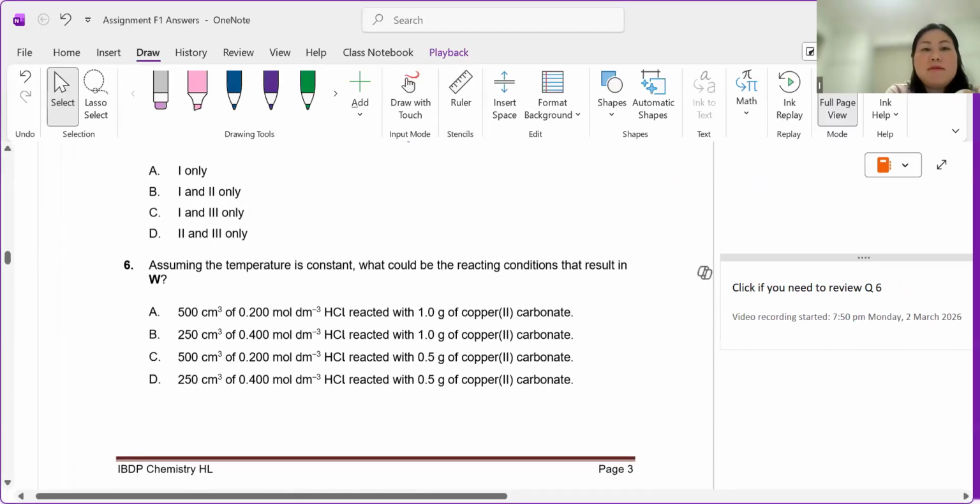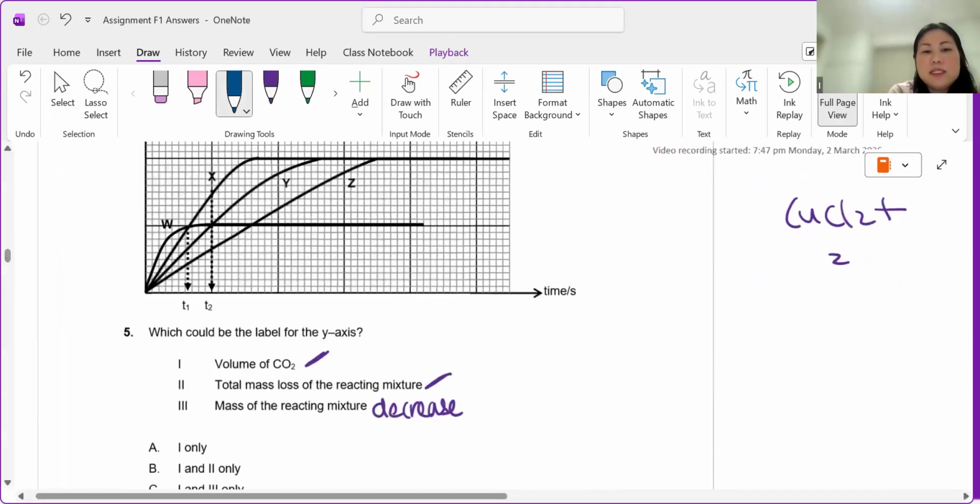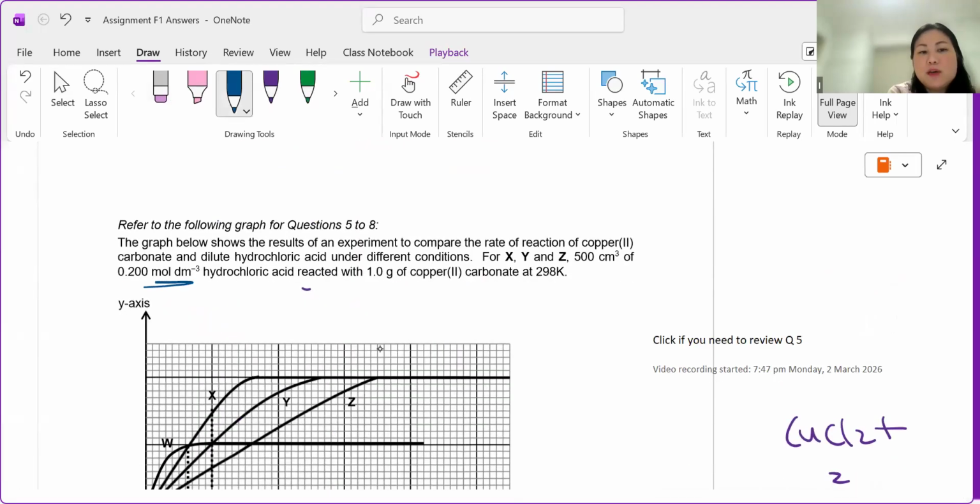Because the reactants are halved, that's why the yield will be half. And we're seeing a greater rate, so we are expecting to see a more concentrated reactant. So if we look back at the question, the original uses 0.5 mole per dm³ HCl and 500 ml of it and 1 gram carbonate.